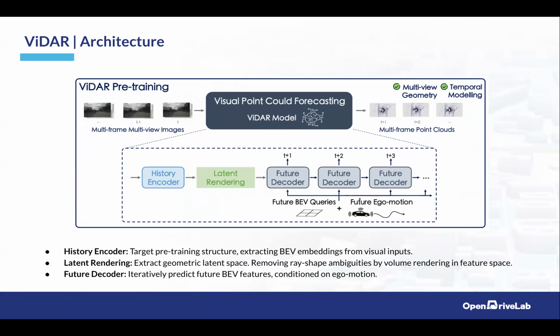The method is very easy. We have a history encoder, but to help the rendering part in the image domain, we need a latent render to solve the ray shape drawbacks of the image BEV features. And finally, we have an auto-regressive future decoder to decode the bird's eye view features into occupancy and LiDAR points in the future.